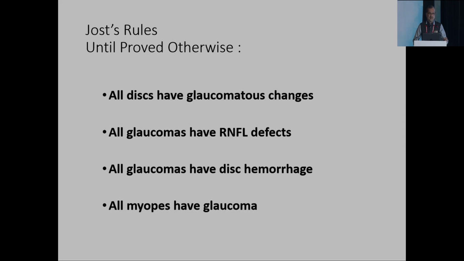Whenever you are looking at the disc, always follow Joe's rules. Until proved otherwise, all discs have glaucomatous changes, all glaucomas have RNFL defect, all glaucomas have disc hemorrhage, and all myopes have glaucoma. Look out carefully for these factors and say no, they don't have glaucomatous changes; look out for RNFL changes and say that there are none; look out and say that there is no hemorrhage; and always suspect glaucoma in myopes and rule it out.